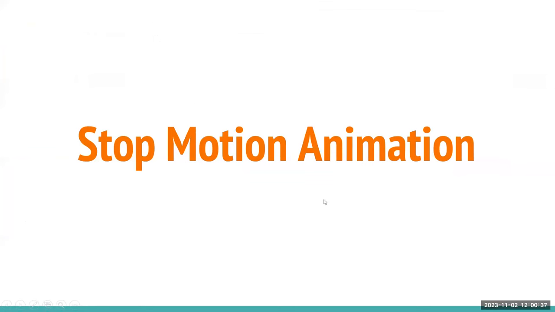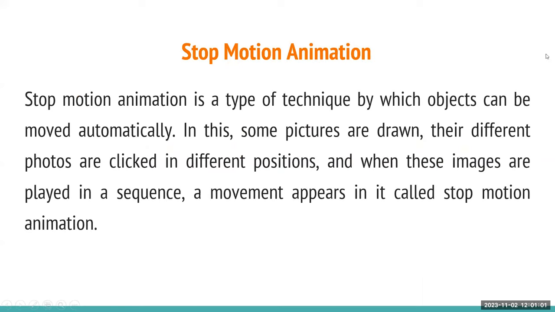So what is stop motion animation? There are a lot of different types of animation. In the previous session, I assume you learned about the different types of animation. Stop motion animation is one type of animation. It is a technique by which objects can be moved automatically. In this, some pictures are drawn, different photos are clicked in different positions, and when these images are played in a sequence, a movement appears, called stop motion animation.